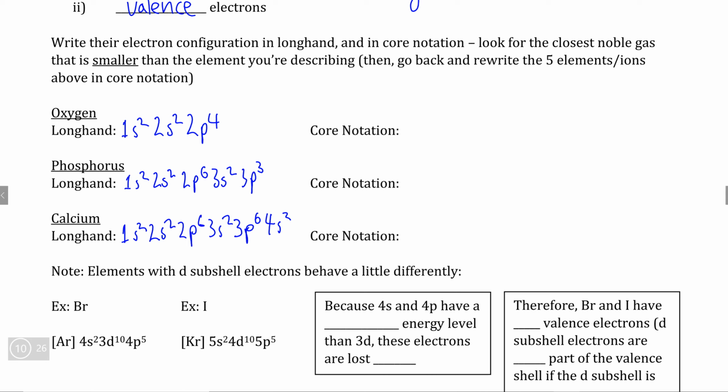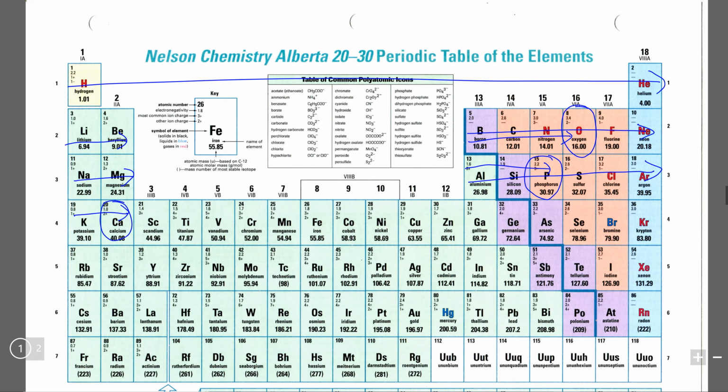Now, how do we identify which electrons are the core electrons and which electrons are the valence electrons? Well, in each element's case, we need to go back to the periodic table and we need to look for the closest noble gas that is smaller than the element we're describing. So if we do this for oxygen, we can't use neon because neon has more electrons than oxygen and therefore it's a bigger element with a higher atomic number. So we actually need to go all the way back up to helium. So helium is the closest noble gas to oxygen that isn't larger than oxygen.